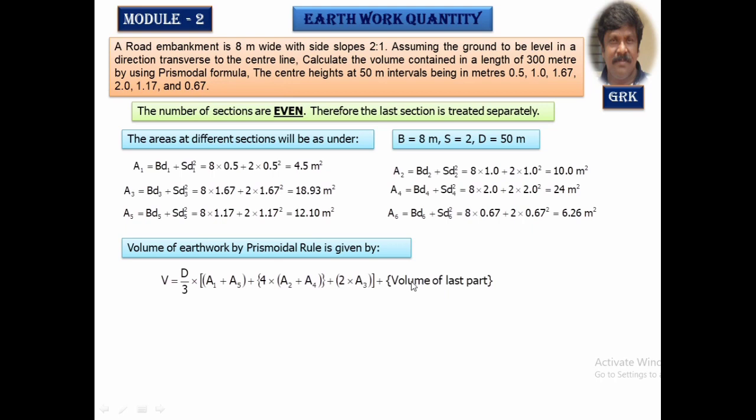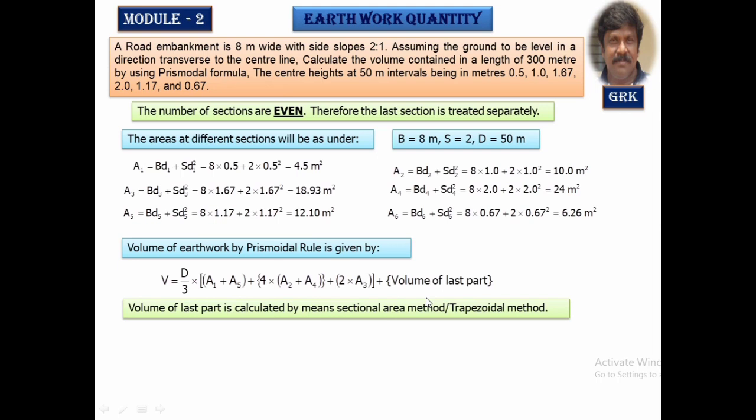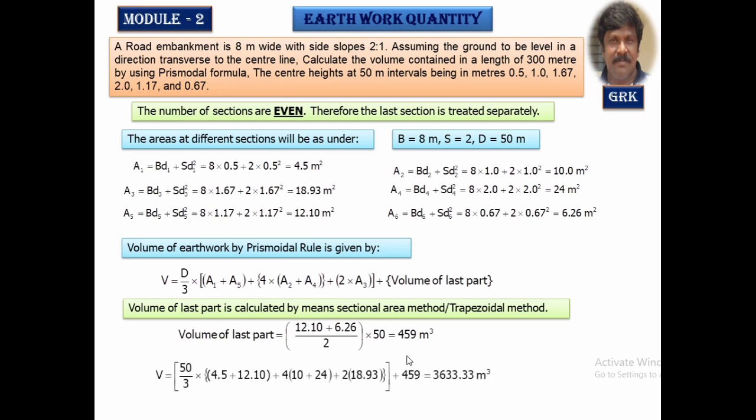The last part between A5 and A6 is treated separately, and we are going to calculate that by the mean sectional area method, where it is the average area of the last two sections, that is 12.1 and 6.2.26 will be taken, the average of that, multiplied by the width of the section between them, you will get the volume, that is 459 meter cube. Add this last part of the section to this formula, to get the final volume by the Prismoidal formula.